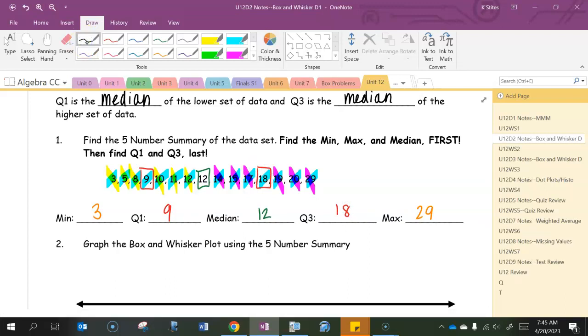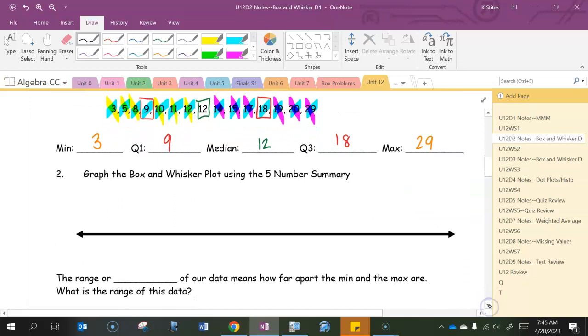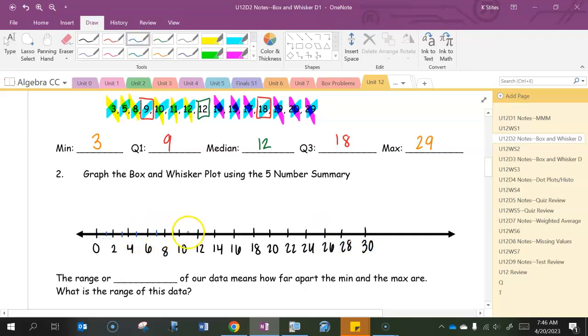And there we go. That's your 5-number summary. So now here's how you're going to graph this. Basically you're going to look at what your min to your max is. I'm going to start at 0, and I'm going to go up to about 30. I think I'm going to jump by 2s. And then you can also put little tick marks in between to represent your 1s.